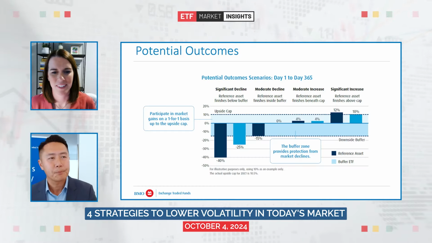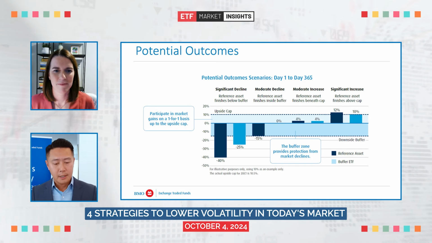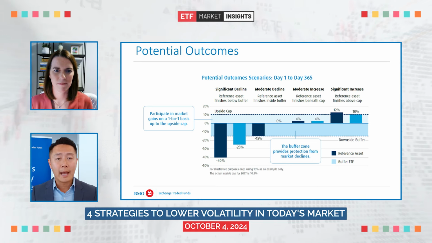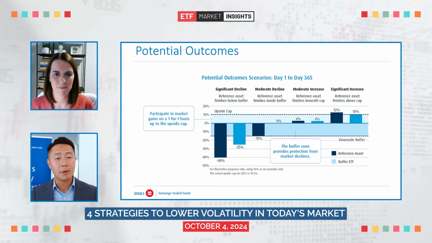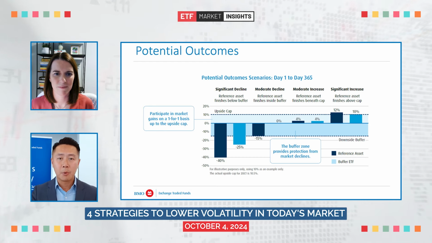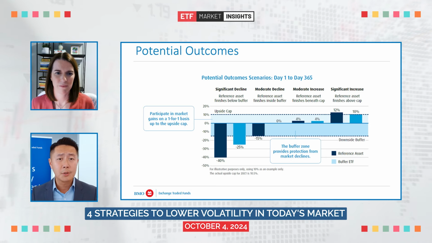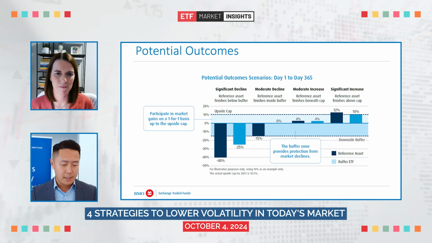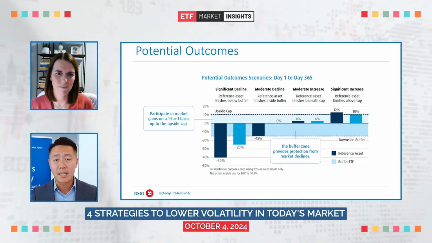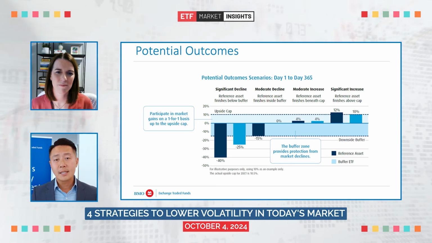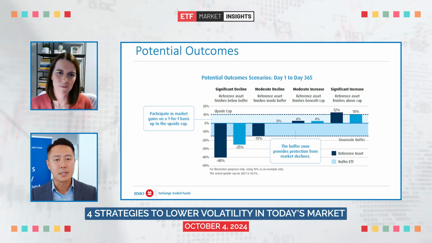Sure. So let's refer to the chart that you see on the screen. Let's start with the left-hand side. Right there, you see the dark blue bar. That is the reference asset, ZUE. And then the light blue bar is the buffer ETF. So let's imagine that the market experiences a sharp decline of 40%, something similar to the 08-09 crisis. The buffer ETF will be down 15% less, so a 25% loss versus 40. And next, let's say the market were to drop 15%, the buffer ETF will have no losses.